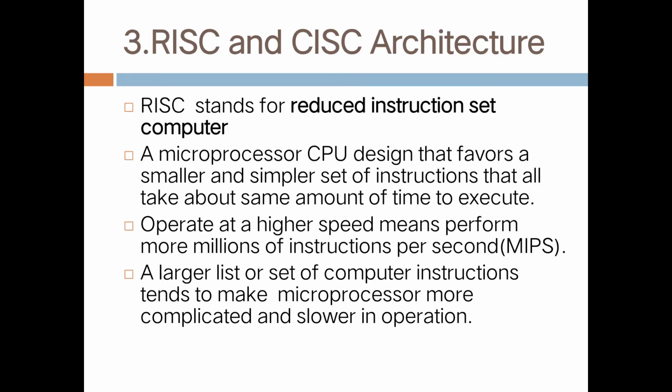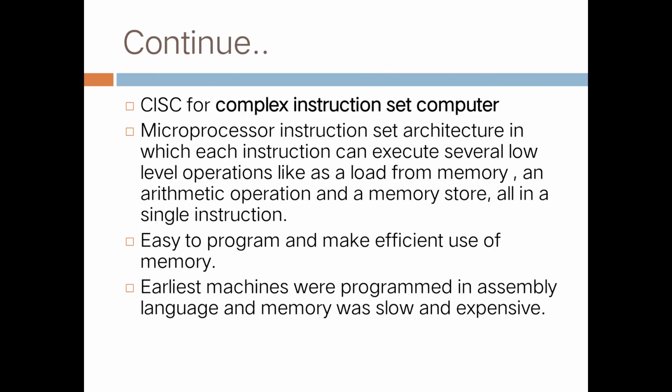Next architecture is RISC and CISC architecture. First of all, the full form of RISC: reduced instruction set computer. It is a microprocessor CPU design that favors a smaller and simpler set of instructions that all take about the same amount of time to execute. This architecture operates at a high speed, meaning it performs more millions of instructions per second. A large set of computer instructions tends to make a microprocessor more complicated and slower in operation. Then CISC architecture.